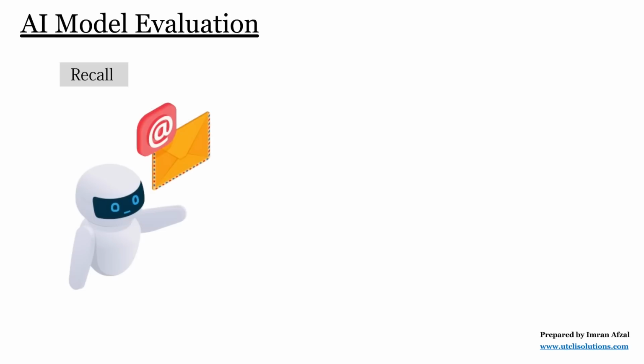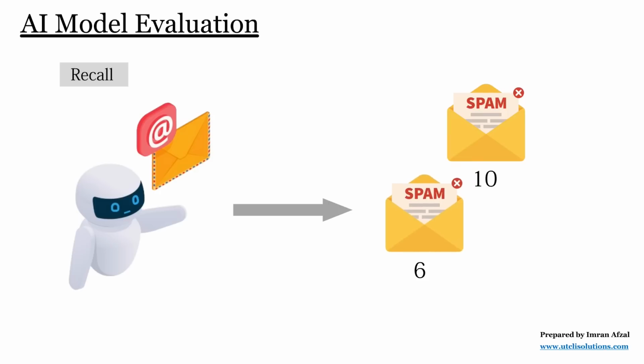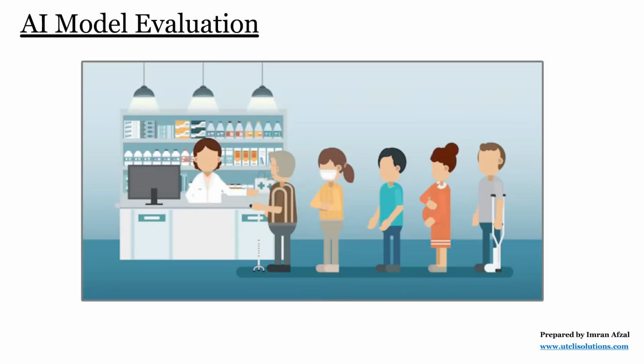Then we have recall. Recall tells us how many of the actual positive cases the model found. If there are 10 real spam emails and the model only finds 6 of them, then recall is 6 out of 10 or 60%. Recall is important when we want to catch as many true cases as possible. For example, in medical tests, we want to find all sick patients. Missing a sick person is dangerous, so we want high recall in such cases.